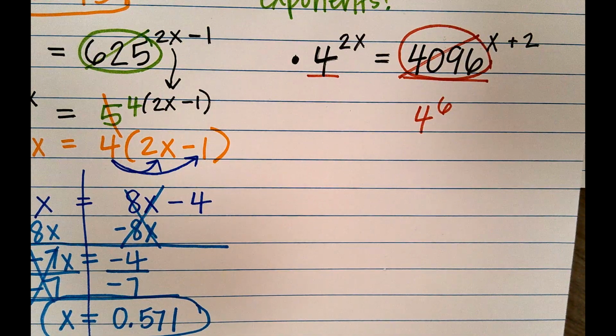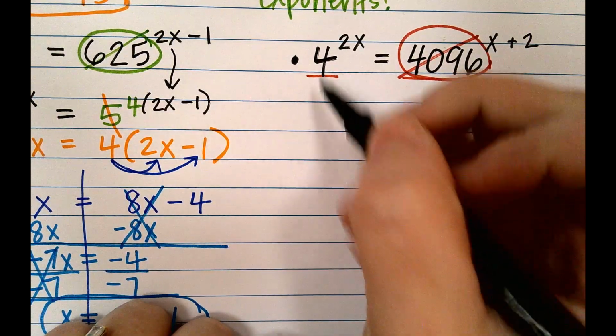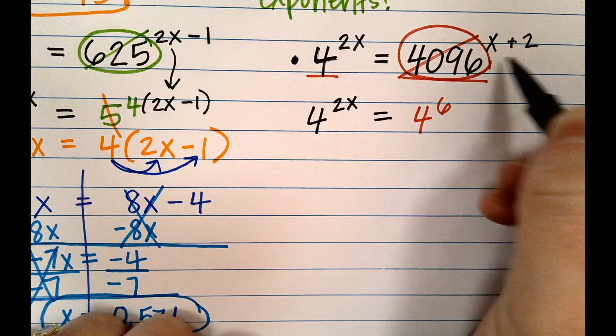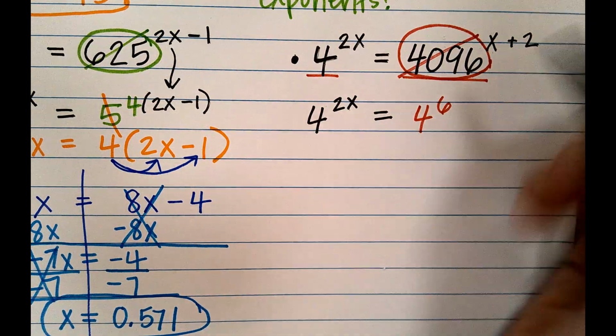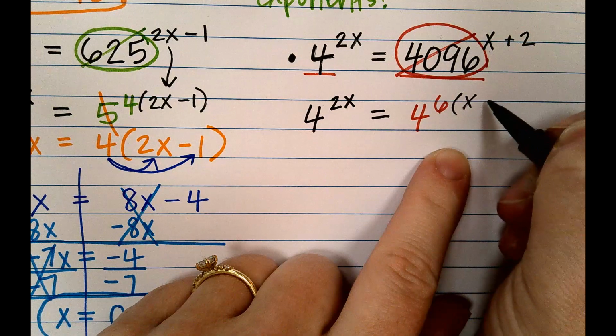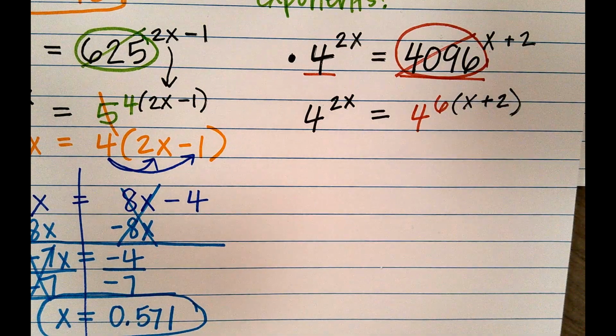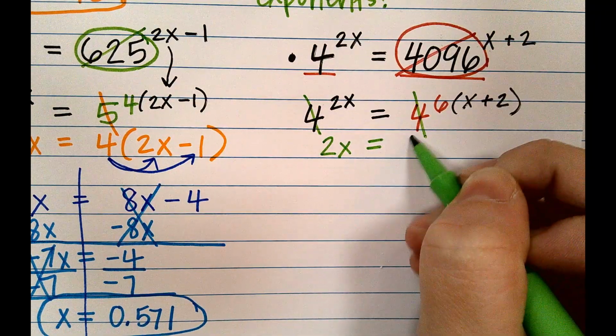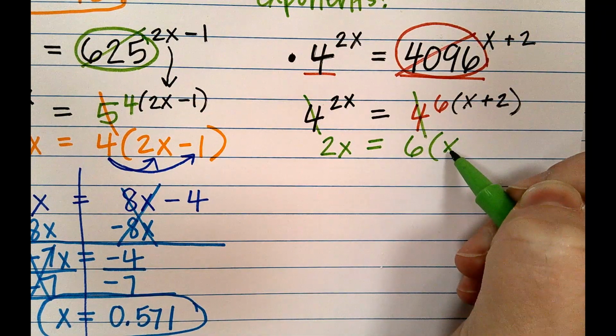And then what do I do? Bring down the rest of it, everything else. So I have 4 to the 2x power, an equal sign, and then my x plus 2 in parentheses on the exponent. Now what? Cancel your bases now that they match. Now bring everything else down. So 2x equals 6 times x plus 2.